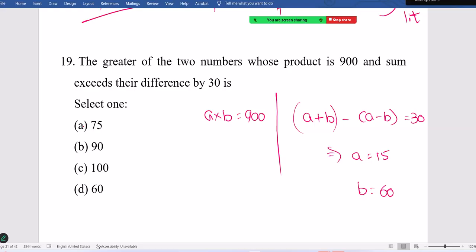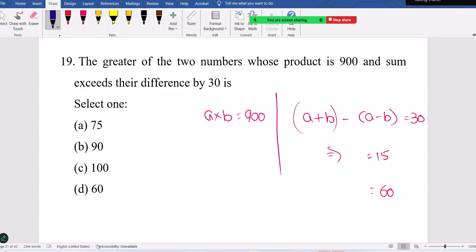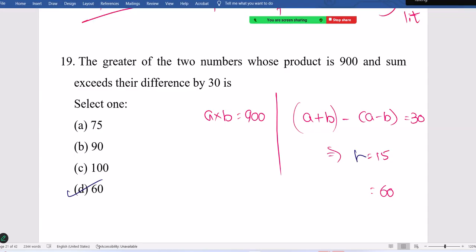No, B is 15, A is 60, okay, fine. It's vice versa. B is 15, A is 60. Now the question is the greater among these. You see, this expression will give 2B equal to 30. B is 15. When B is 15, A must be 60. Then only the product of the two numbers will become 900.